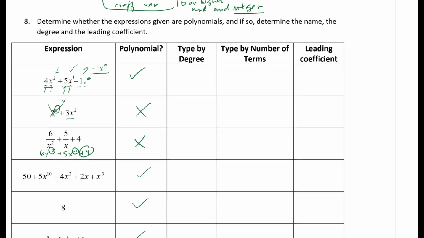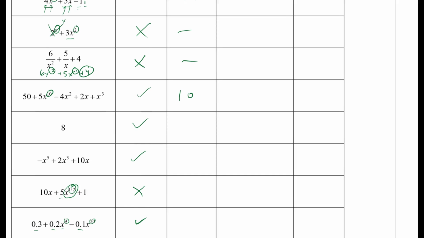Type by degree. Remember, degree is essentially the highest exponent. Find the term with the highest exponent, and that exponent is the degree. So here, this will have a degree of 2. Also, this one's actually not a polynomial, so that doesn't matter. Here we search through the terms, we see a 10, so that's a 10th degree polynomial. Tricky maybe here because you have to remember this as 8 times x to the 0, because that equals 1, so this will be a 0th degree polynomial, which we also just call a constant.